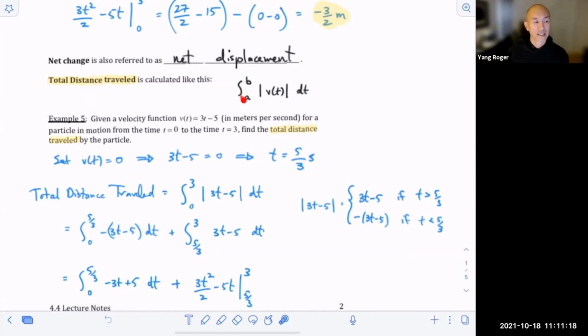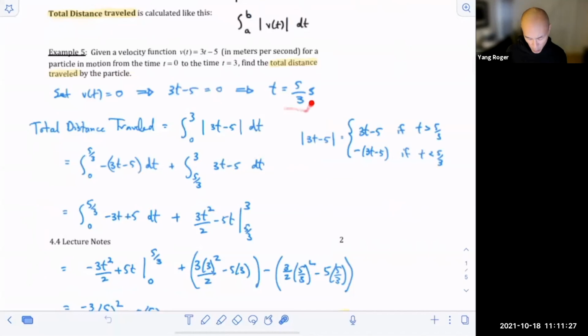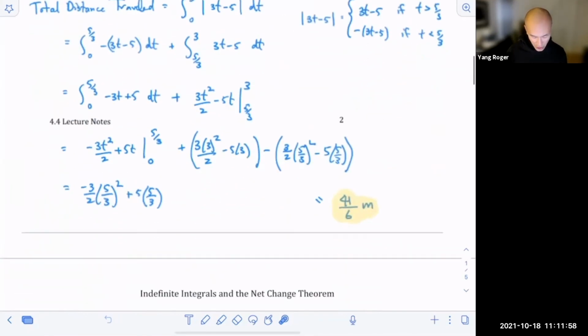So you really need to break your interval up into two pieces, or maybe more than two pieces. You need to break it up into the places where the velocity is positive and the places where the velocity is negative. So the first thing we did was we found the intersection point, which is at 5/3 seconds. And then we wrote down the definition of the absolute value of 3t minus 5. As you know, part of it is positive and part of it is negative. We have to figure out where each piece is positive and where each piece is negative. Then we split our integral up into the two pieces. And by multiplying this by a negative, we ensure we're going to get a positive number.